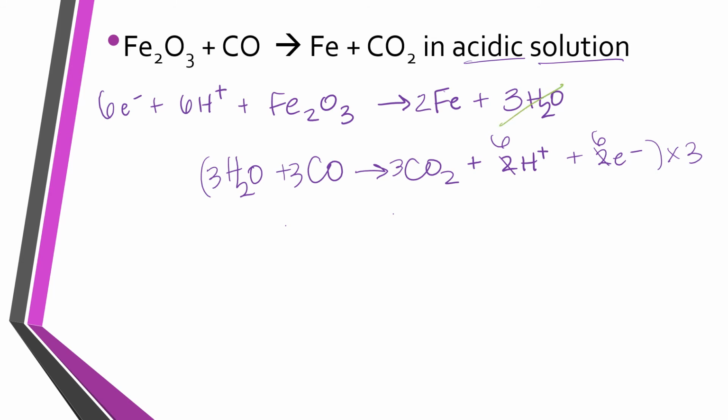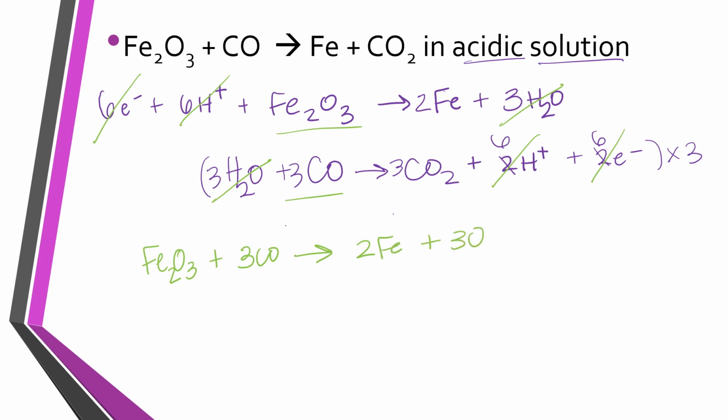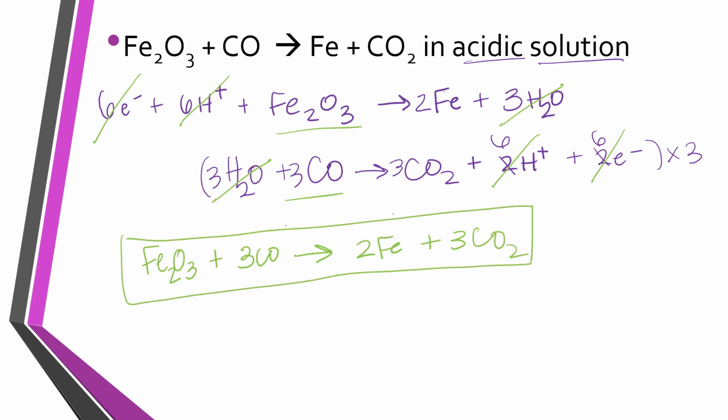So 3 waters, 3 waters. I have 6 H pluses, 6 H pluses. Electrons have to cancel. If they don't, we've done something wrong. Now I'm going to add up what I have left. And in this one, we actually canceled out all of our additions. And this is our final balanced equation.